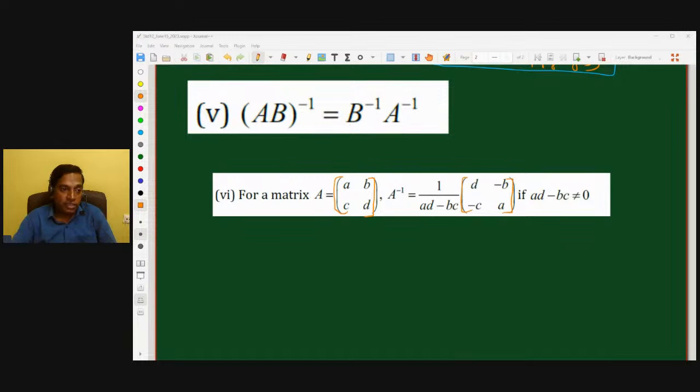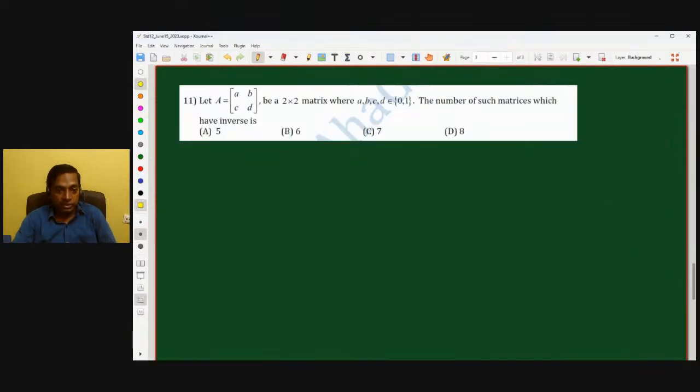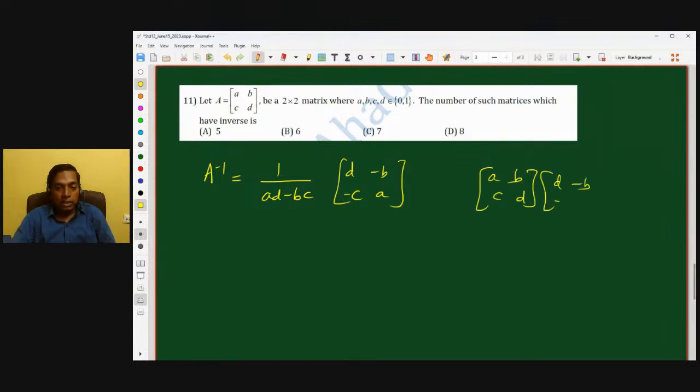While we wait for the doubts, I think we can move on to question 11, the number of matrices which have an inverse. Please go ahead and do question 11, where capital A is a 2 by 2 matrix. Remember, A inverse is 1 by (AD minus BC) times the matrix [D, minus B; minus C, A]. So you can check that [A B; C D] into [D, minus B; minus C, A] is actually [AD minus BC, 0; 0, AD minus BC]. This also I think we did.